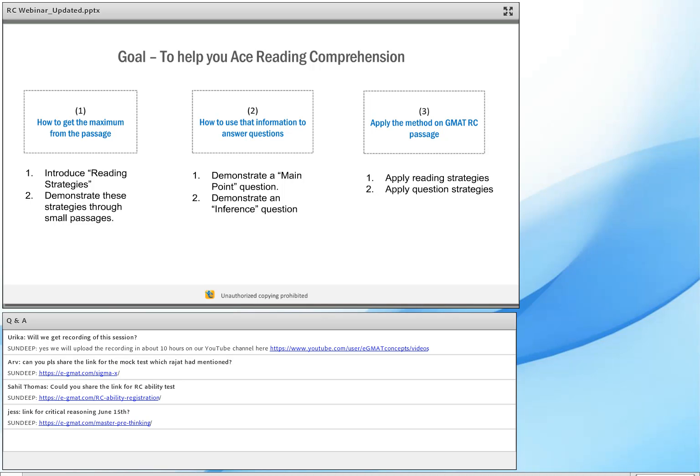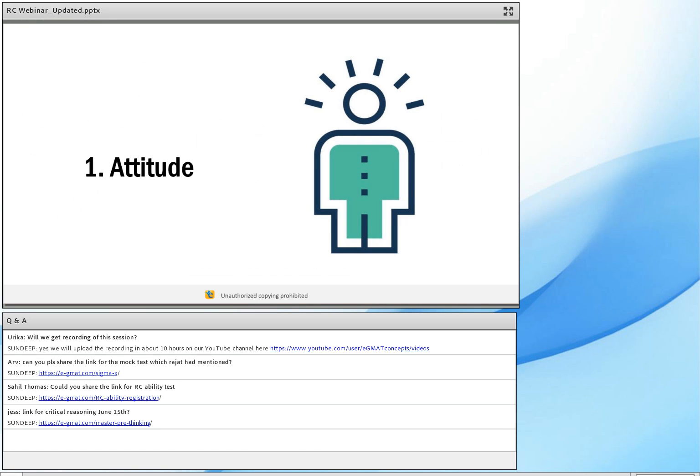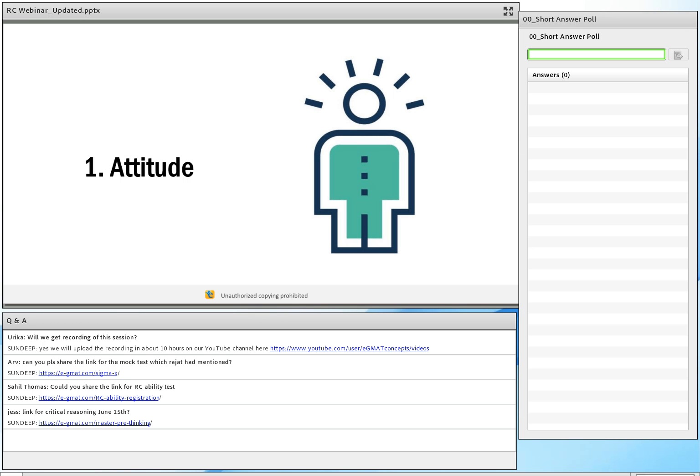Okay. But whatever I'm going to tell you is going to be useless if you do not do one thing, which is change your attitude towards GMAT RC. So with regards to this, let's get some data points here. When you see a reading comprehension passage, what does your brain tell you? When you see an RC passage, what does your brain tell you?